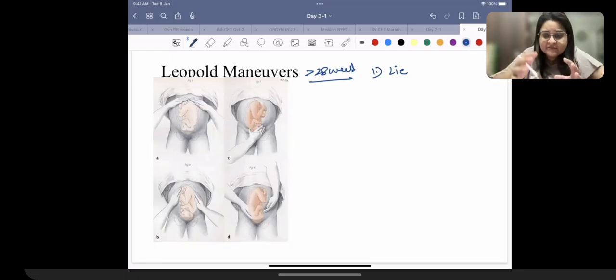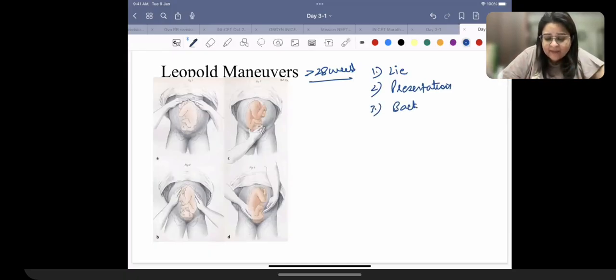And we'll be doing these definitions tomorrow, the lie and the presentation. But roughly, I think you know. Is the baby in longitudinal lie, oblique lie, or transverse lie? Second, we also get to know the presentation of the fetus. Is it cephalic presentation? Is it breech presentation? We get to know by the Leopold maneuvers. Okay, third thing, we get to know which side is the back.